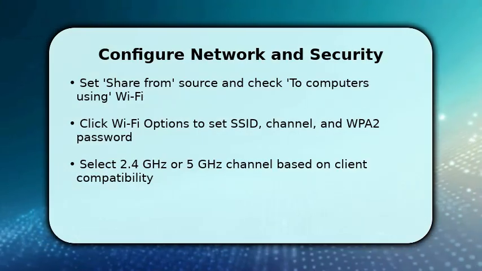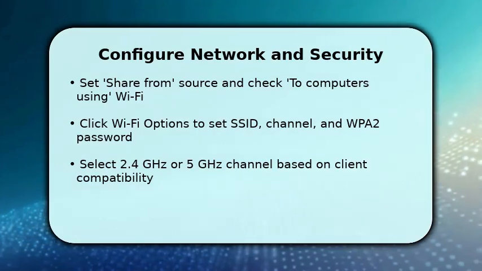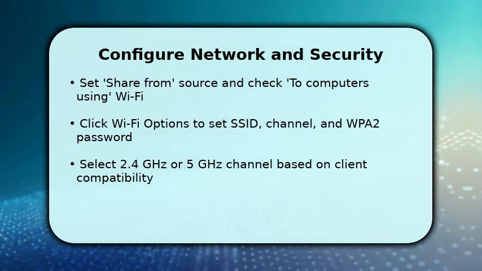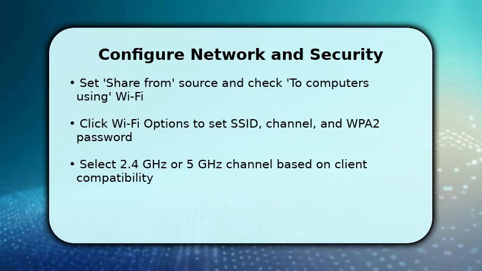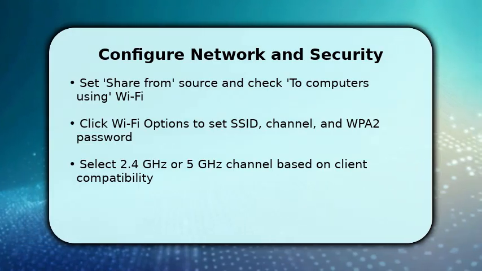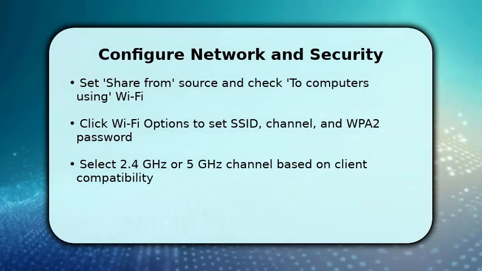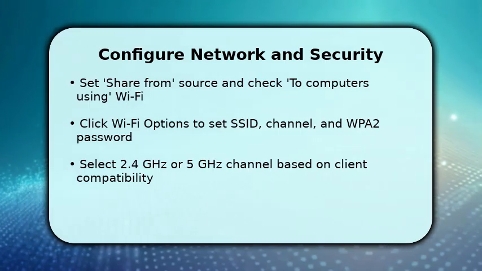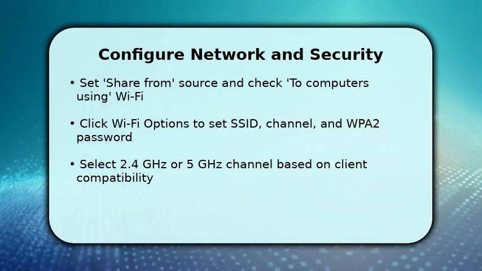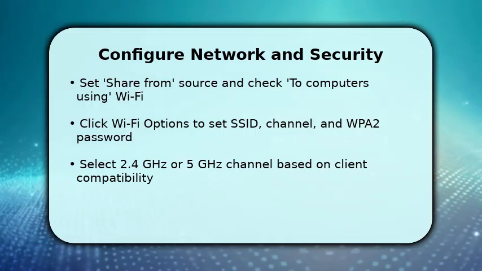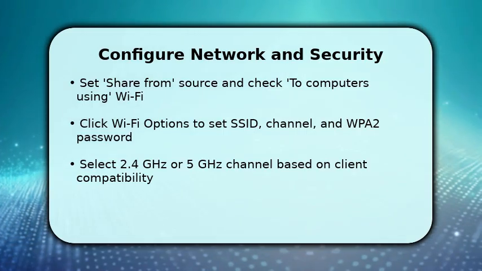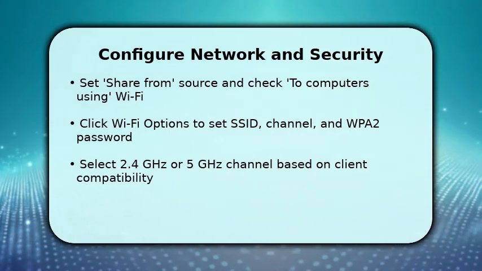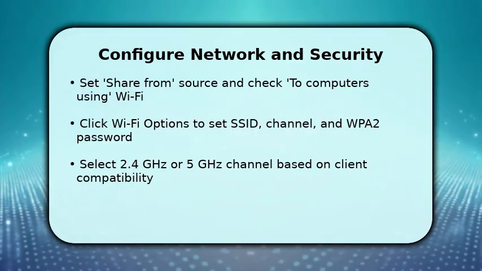Next, configure how other devices will connect. In sharing, choose the interface to share from and tick Wi-Fi under to computers using. Click Wi-Fi options to create a network name, choose a channel, and set a strong WPA2 password so strangers cannot join. Pick 2.4 GHz for range or 5 GHz for speed, depending on your client devices. Once you apply these settings, the Mac defines the hotspot parameters, so devices can find and authenticate to it reliably.